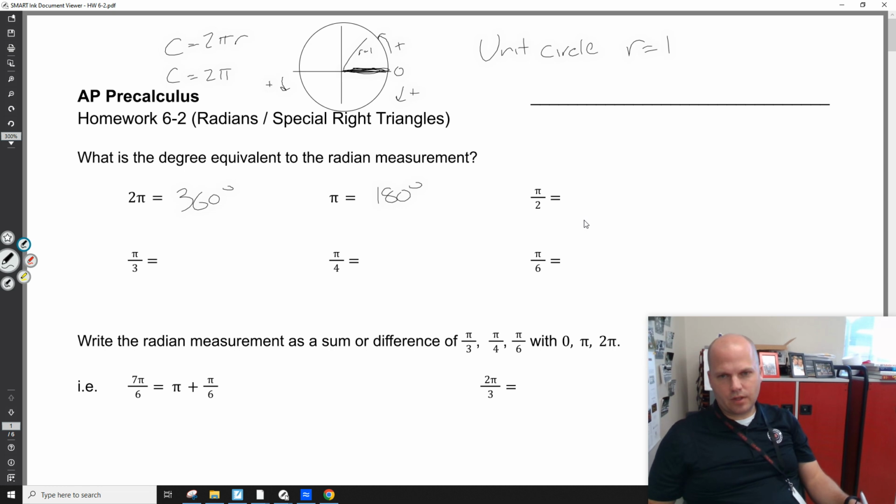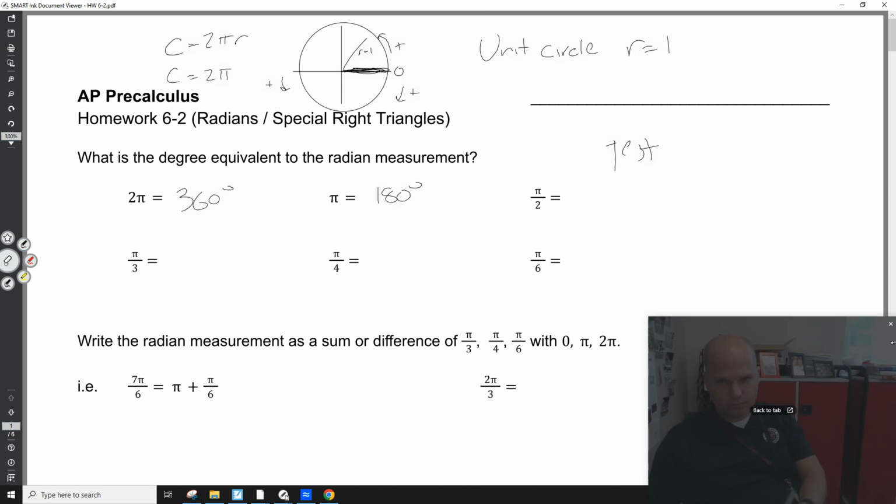So anyways, this one is going to be 90 degrees. If I took pi and divided by 3, 180 divided by 3 is 60. Pi divided by 3 is pi over 3, so there'd be 60 degrees here. Take pi and divide it by 4. You get pi over 4.